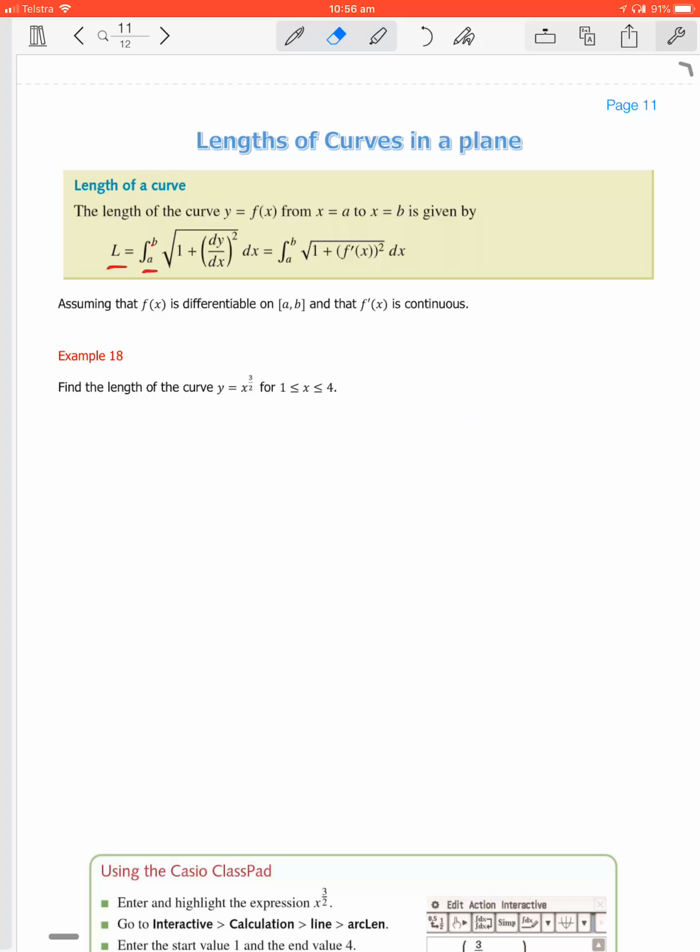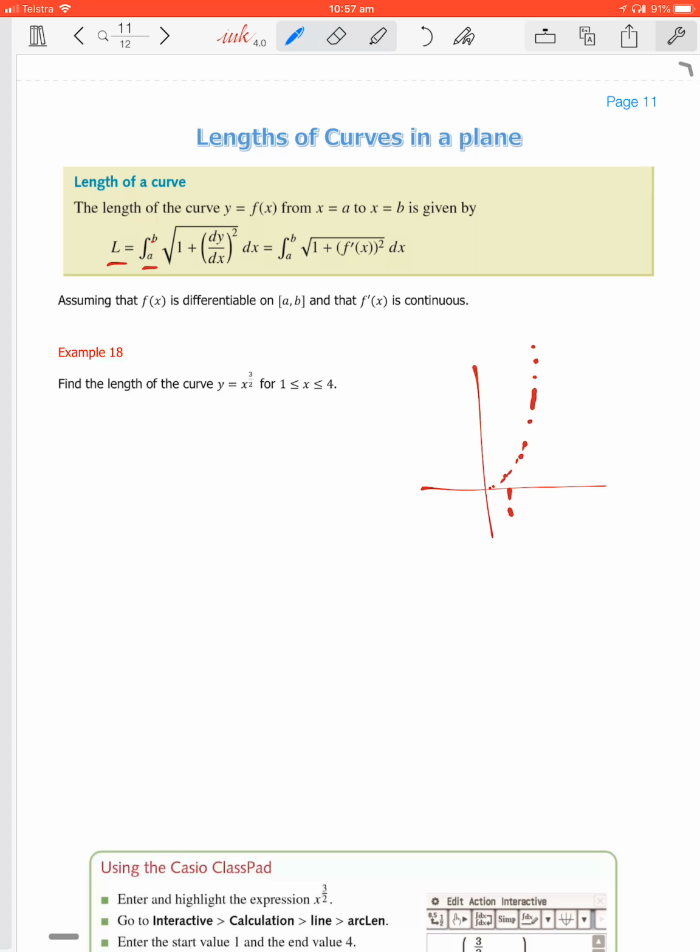Now, let's have a look at a curve. Find the length of the curve y equals x to the 3 on 2 between 1 and 4. If you didn't know what it looks like, because my top power is higher than my bottom power, it's going to curve upwards like a parabola, though it wouldn't be quite as steep as a parabola. So there's my curve there.